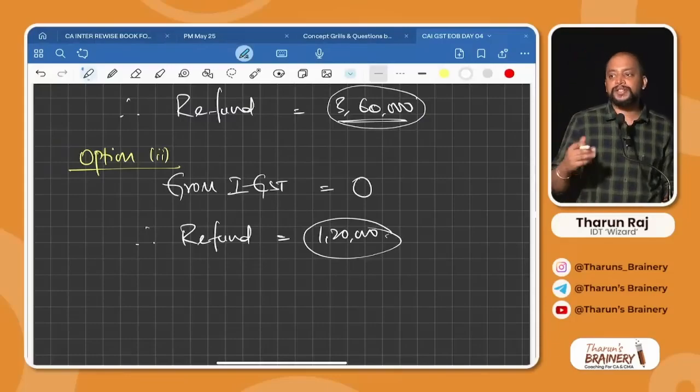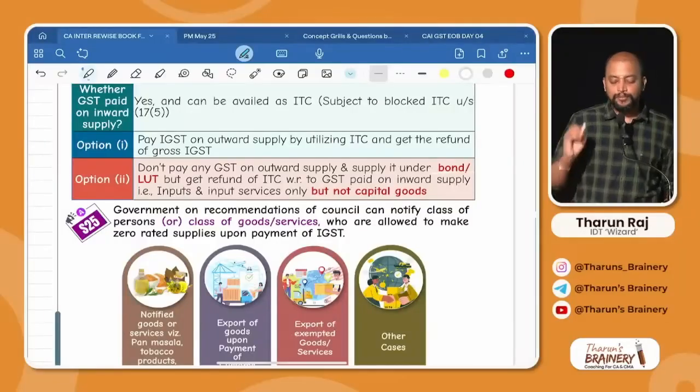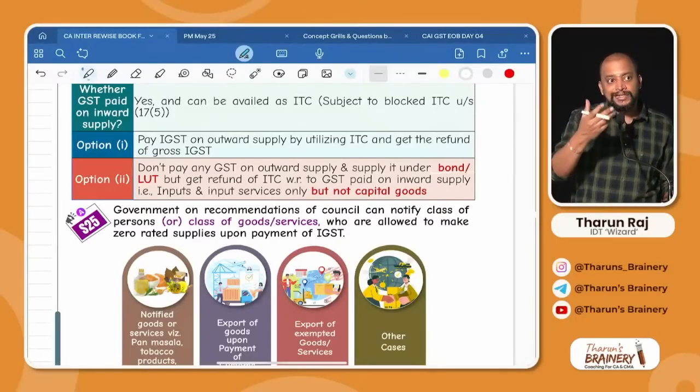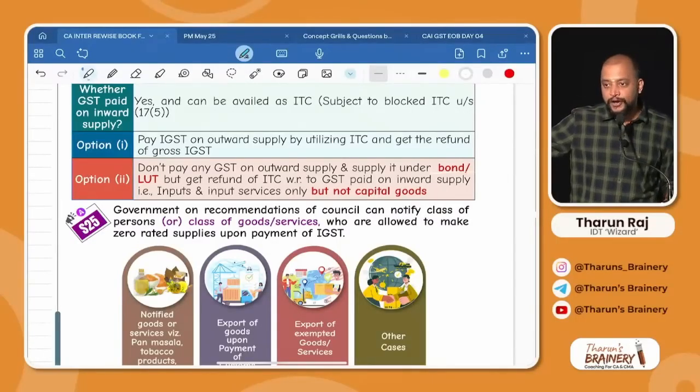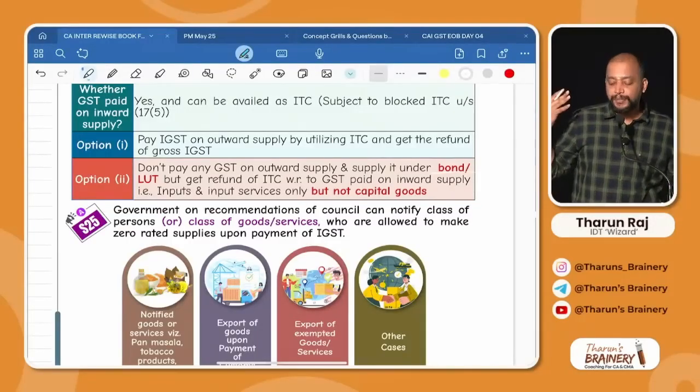They have given two options. Whichever option you want, you can choose. But in both the options, what happens to the burden of GST? Zero. You understood how the burden became zero? First option, whatever I paid on inputs, that is 1,20,000, and whatever I am paying on sales, 2,40,000, the entire 3,60,000 I got as refund. In the second option, I am not going to pay anything on outward supply, but on inward supply, whatever 1,20,000 I paid, I got as a refund. Means in both cases, the burden becomes zero.